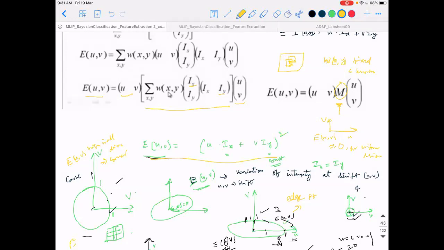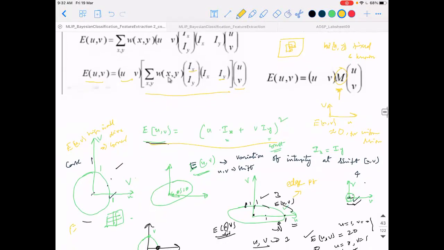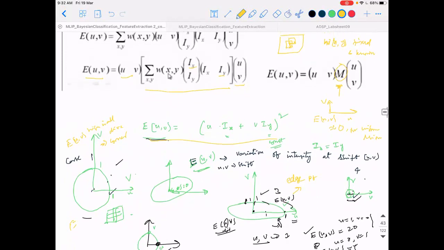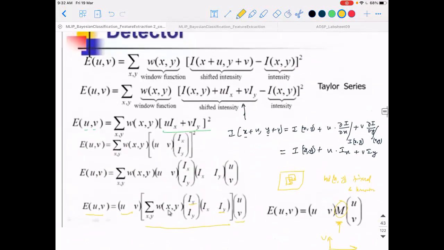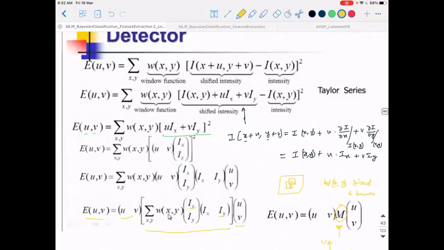And what are the dimensions of this matrix M? 2 cross 2. That's all. At any given point, you just construct a 2 cross 2 matrix based on the local gradients Ix, Iy, and from that you can tell whether it is an edge, a corner point, or a uniform region, without empirically computing all shifted versions and patch differences.